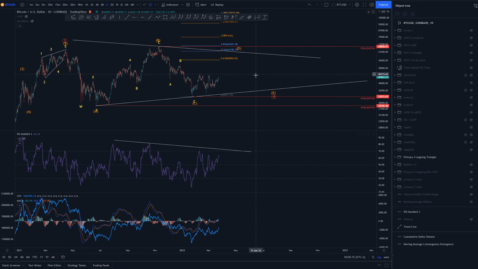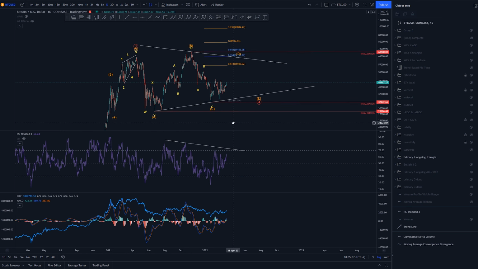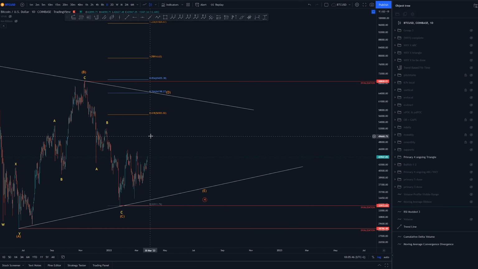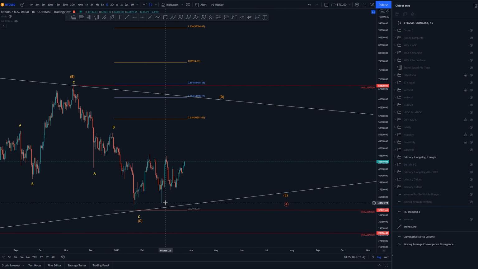Is there something else? I think those are the basic ones that I wanted to show you today. And currently, just looking at this structure, we could have some kind of triangle going on here, but I think I need to make another video for that case.